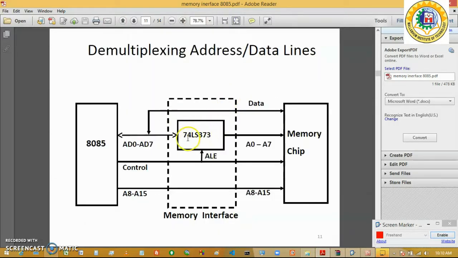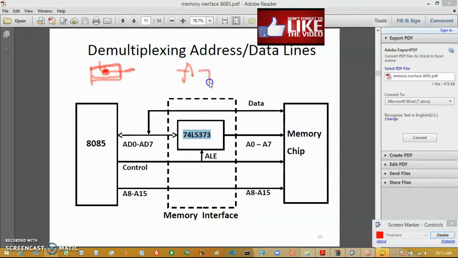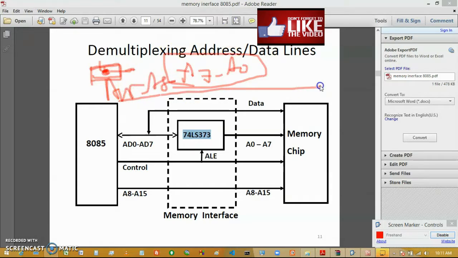This is the demultiplexing IC, the 74LS373. With the help of this, we store the lower order address here, which is used to identify the address of a location from where data is to be read or written. If we lose the address of a location, then we cannot read the data inside it. That's why the lower order address A7 to A0 has to be stored somewhere, so that it may be combined with A15 to A8 to get the whole 16-bit address.